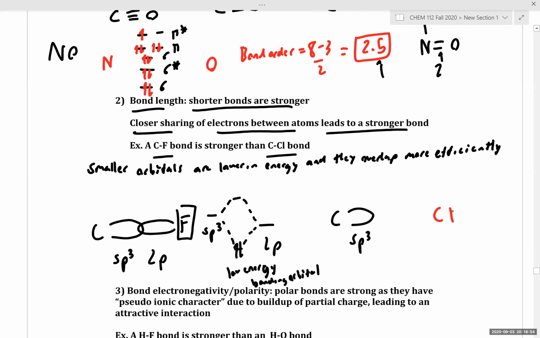So instead of a 2p, since chlorine is bigger, what orbital will we be using? 3p, yep, exactly. And the 3p orbital is bigger. And as a result, because we have a larger orbital, we have a weaker overlap. And most important, our bond is going to be longer because this 3p orbital, as we can see, is visibly farther from the nucleus.